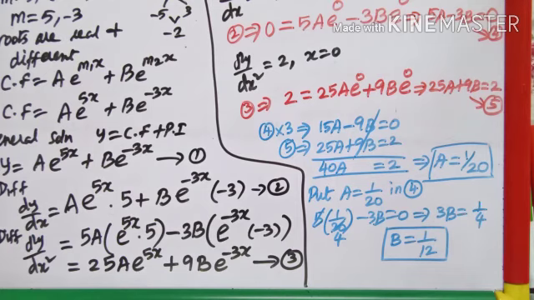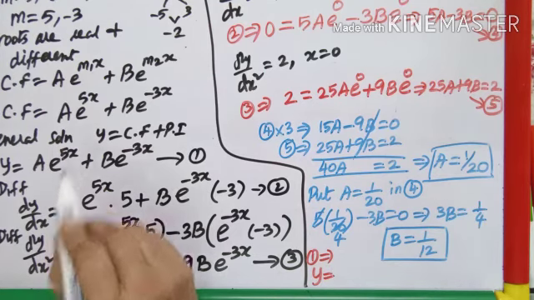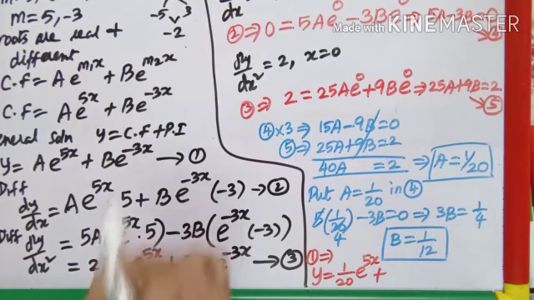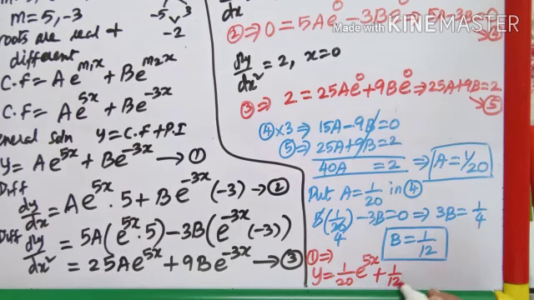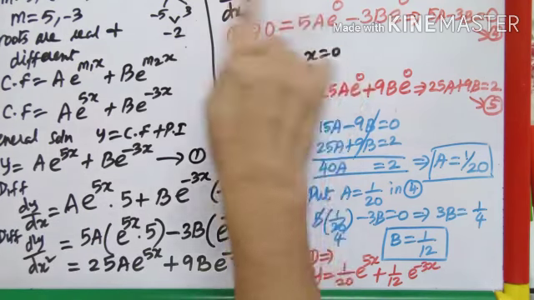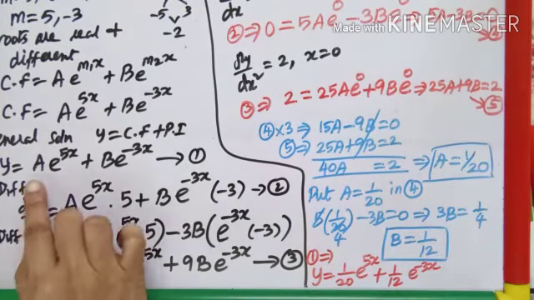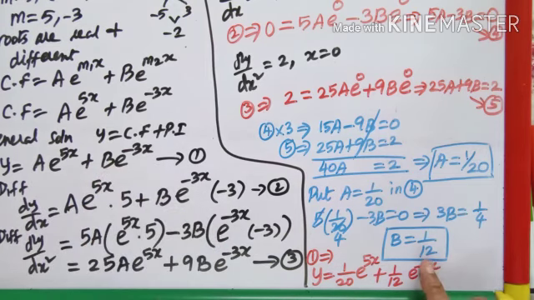So what is the first equation? y = A e^(5x), with A value 1/20, e^(5x) + B e^(-3x), with B value 1/12, e^(-3x), and that is the answer. In the other problems, we stopped with this step. But in this question, since they have given some conditions, use them, solve it, find what A and B are, put the A value and B value back in equation 1, and that is the answer.